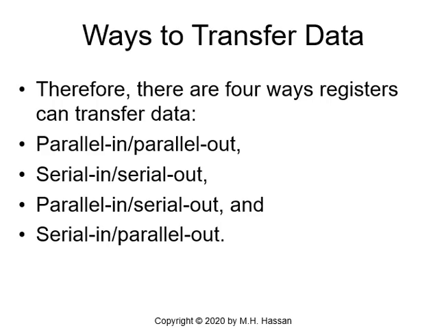Ways to transfer data. There are 4 ways a register can transfer data: parallel in, parallel out; serial in, serial out; parallel in, serial out; and serial in, parallel out, which we will cover them all.